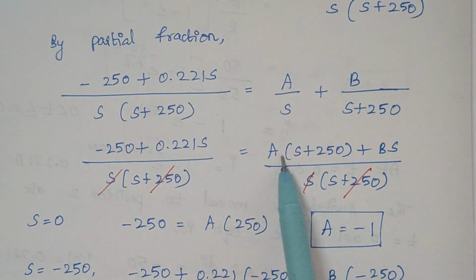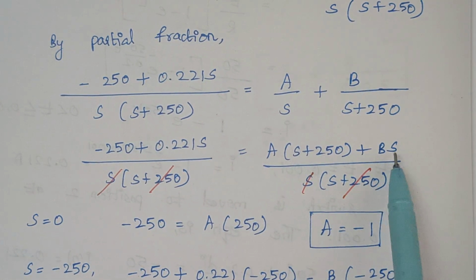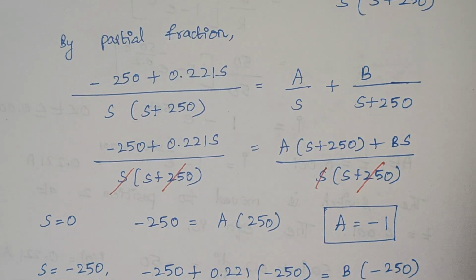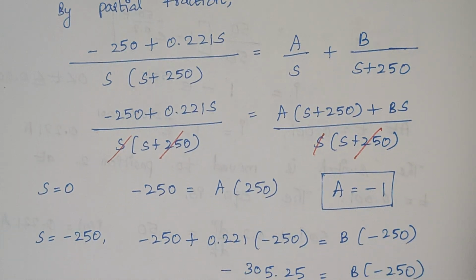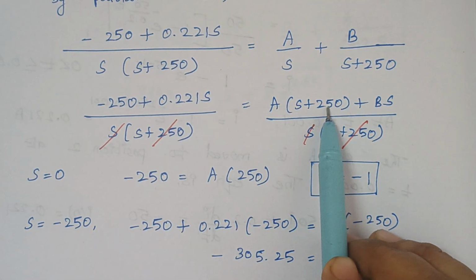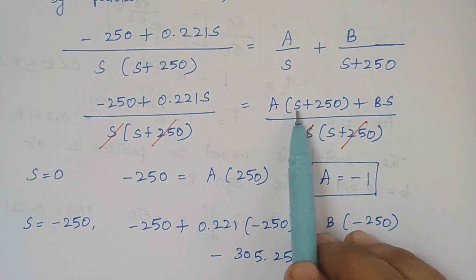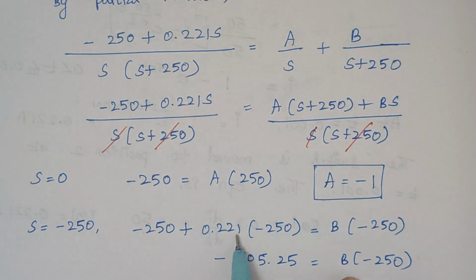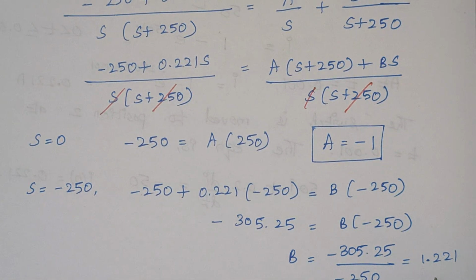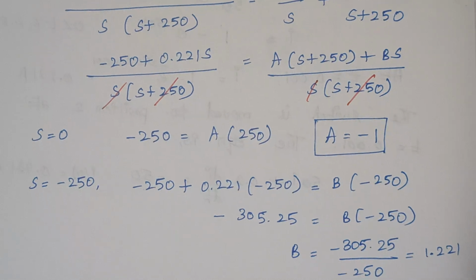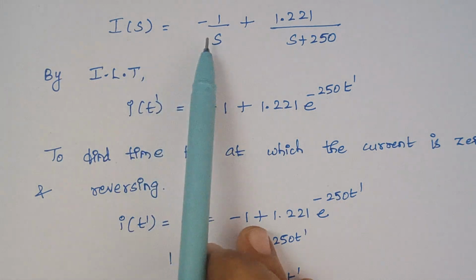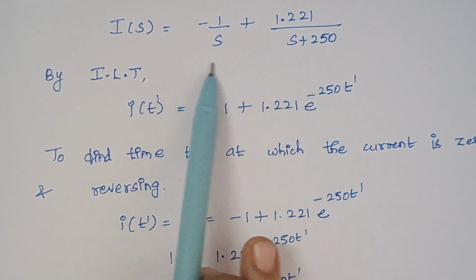So from this expression, you see, to find the value of A, just substitute the value of s as 0. So that B becomes 0. We can find the value of A, so it is minus 1. Again, to find the value of B, substitute the value of s as minus 250, you see, because here we are having plus 250. So when it is minus 250, then A will become 0. So just substitute it, and once every calculation is done, finally the value of B is given as 1.221, right? So just substitute the values of A and B over here. So this is how our expression is.